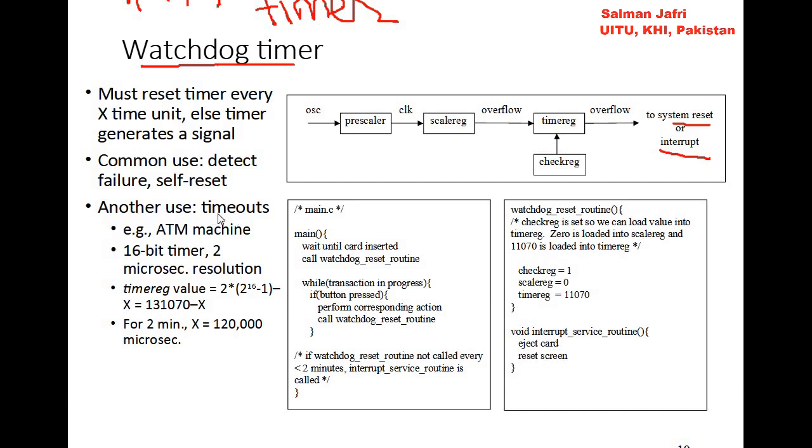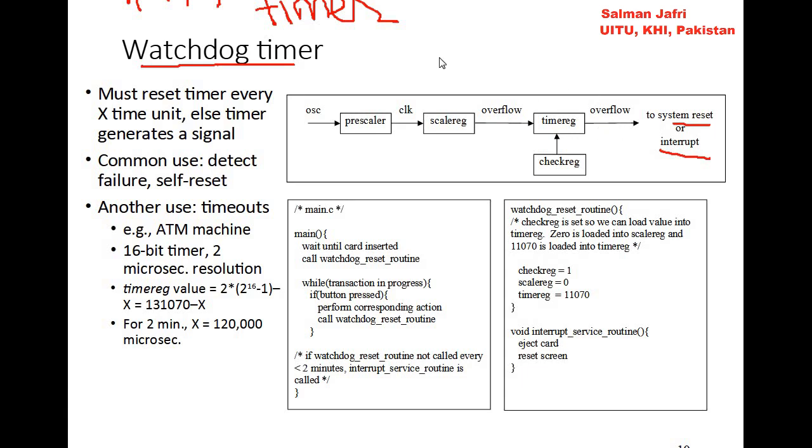So what are the other uses? Timeouts in the ATMs. So we have this oscillator, we have a prescaler dividing the OSC, so we have the clock, then we have the scale register, which when it overflows ticks the time register, and the time register has a check register value which is compared, right? So if the time register tries to have more value than the check register, the overflow signal would be generated, or a system reset or interrupt would be fed by this overflow signal, right?